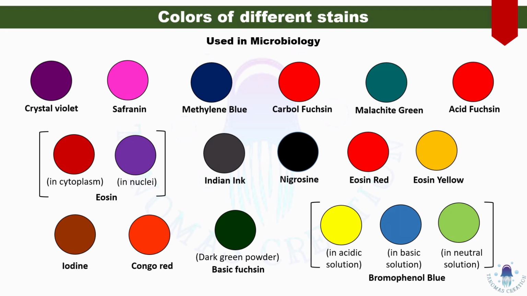Whereas bromophenol blue gives different types of colors in different solutions. That is, in acidic solution it gives yellow color. In basic solution it gives blue, whereas in neutral solution it gives green.